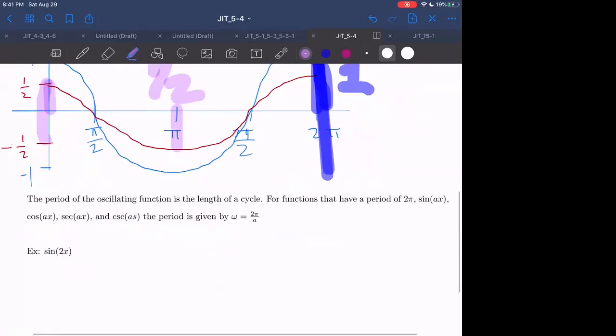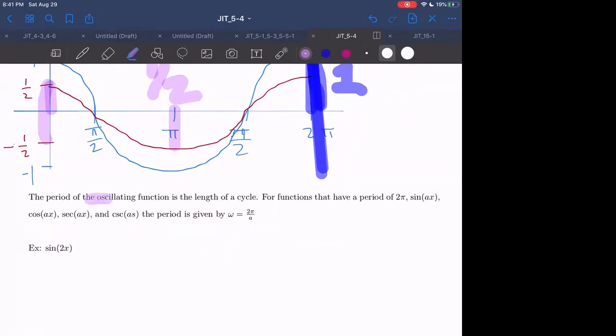All right, so then we've got what's called the period. The period of an oscillating function. An oscillating function is just one that repeats over some set amount. Our period is just the length of a cycle, so how long before it repeats. For functions that have a period of 2 pi, so sine, cosine, secant, cosecant, the period is going to be given by omega, which is equal to 2 pi divided by a. Generally, for a standard sine, cosine, secant, cosecant, your period is 2 pi, because it takes from 0 to 2 pi for that to repeat.